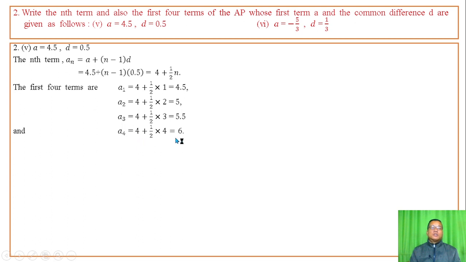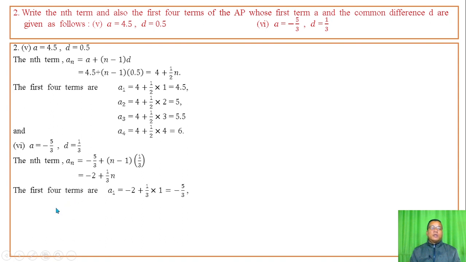For Roman number 6, a is minus 5 by 3, d is 1 by 3. The nth term a_n is equal to a, whose value is minus 5 by 3, plus (n minus 1) times d, whose value is 1 by 3. After simplification, we get minus 2 plus 1 by 3 times n, which is the nth term. The first four terms are obtained when n is replaced by 1, 2, 3, and 4 respectively. That is, a1 is minus 5 by 3, a2 is minus 4 by 3, a3 is minus 1, and a4 is minus 2 by 3.